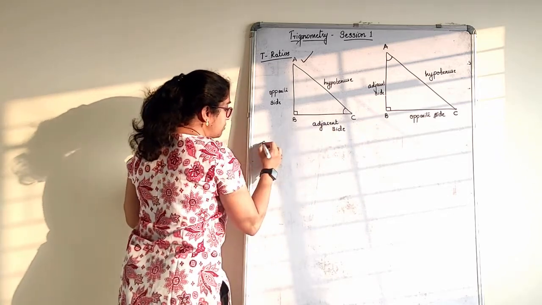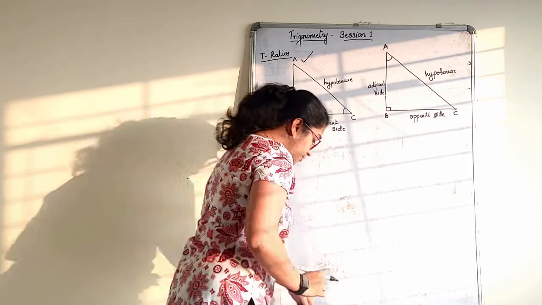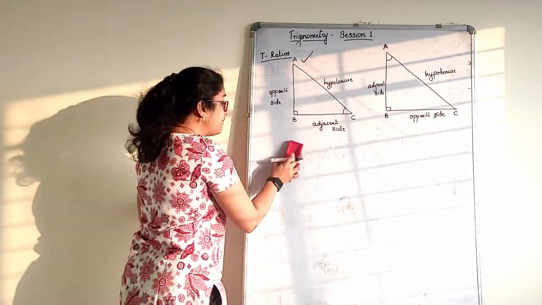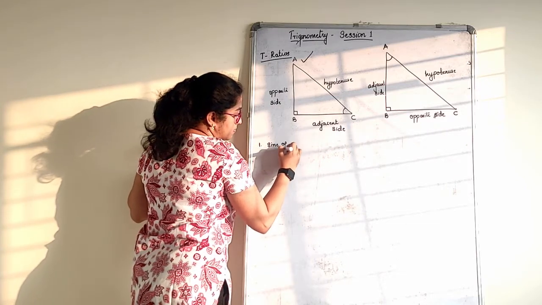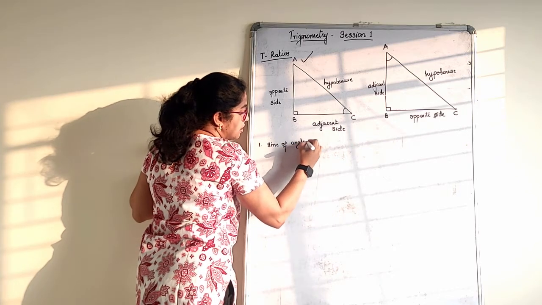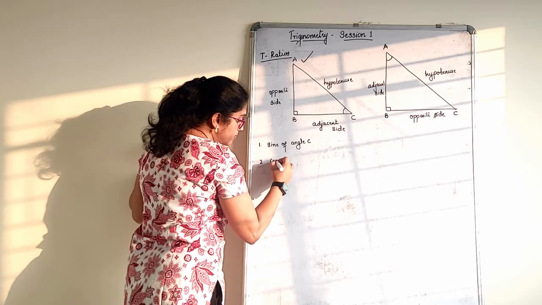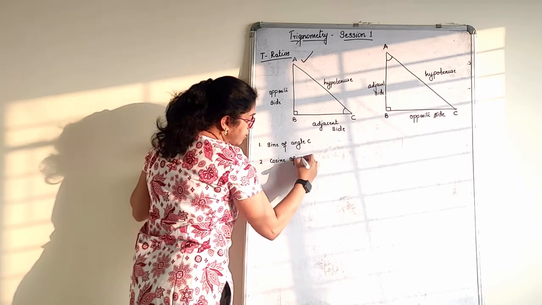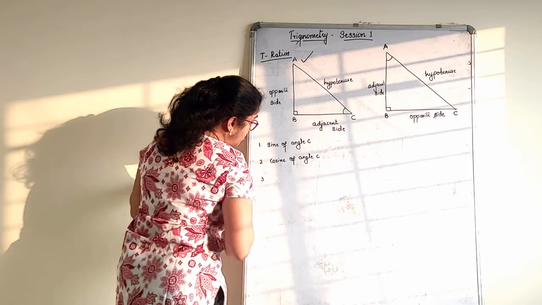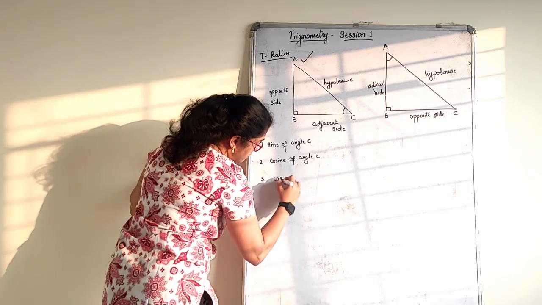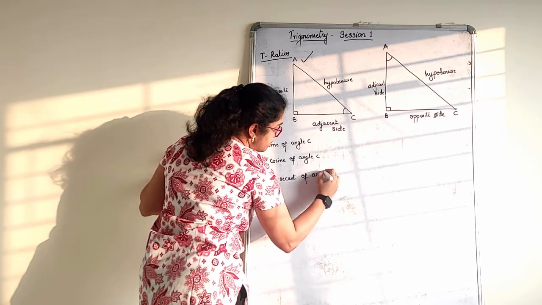Now, here if I talk about, it is sine of, it is read as, first we'll write the 6 trigonometric ratios and then we will start defining these ratios, okay? Sine of angle C. C we have addressed here. We'll go with C. Second one, cosine of angle C. Third one, cosecant of angle C.